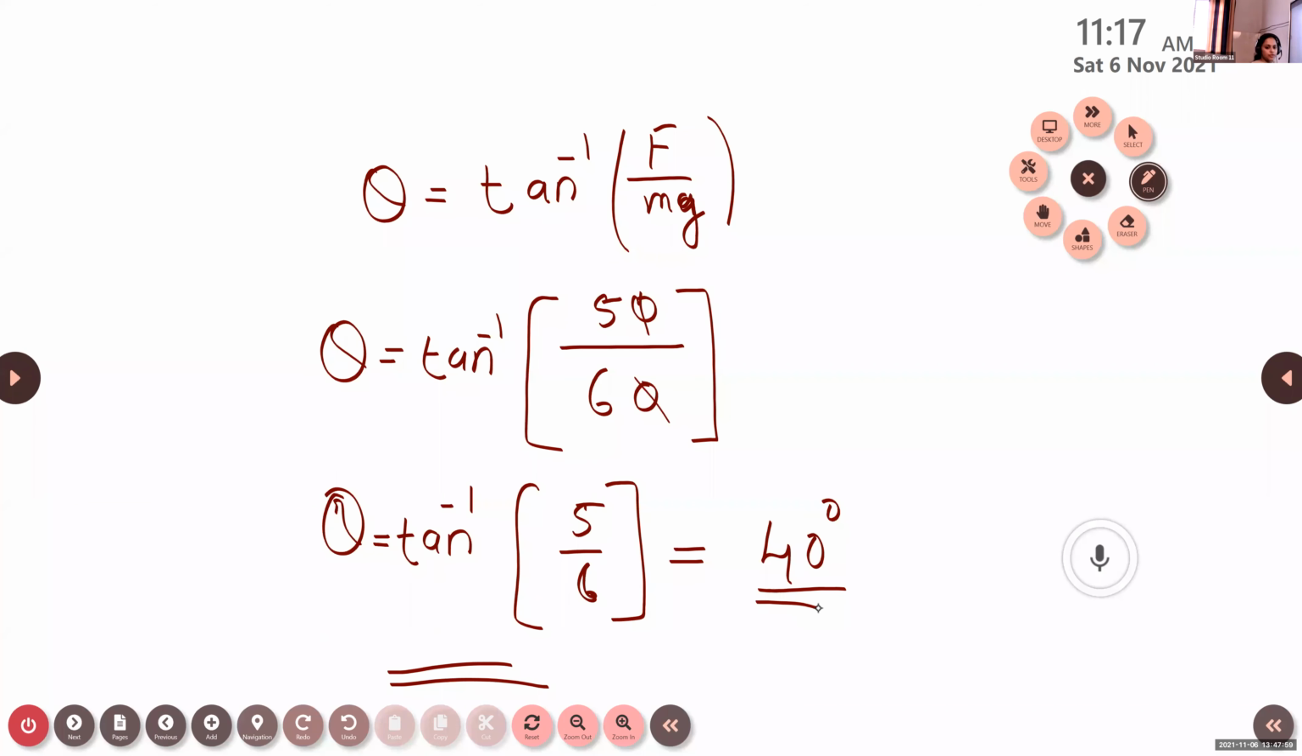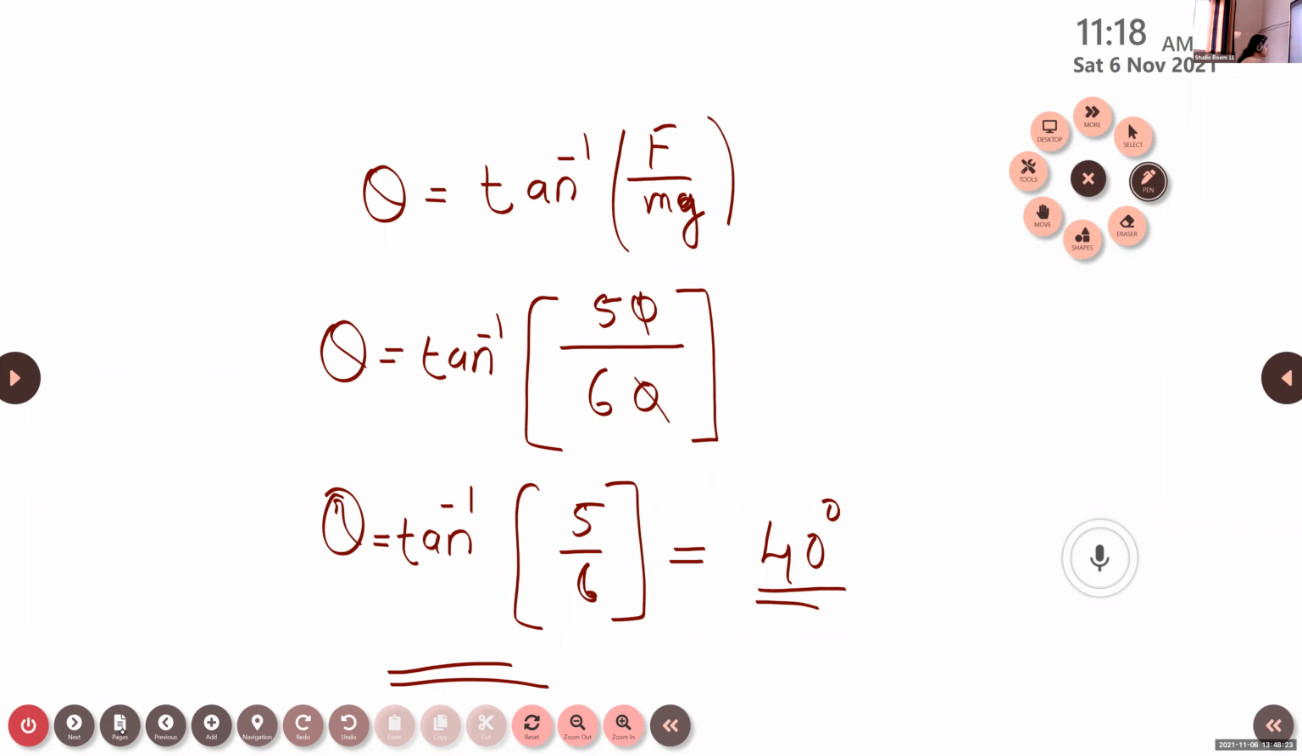This is the equation to find the angle of inclination for the equilibrium of concurrent forces. Theta is equal to tan inverse of F by mg. Each of these terms has its own meaning, where F is the horizontal force and mg is the force acting downwards. Okay, so that's all about the equilibrium of concurrent forces.